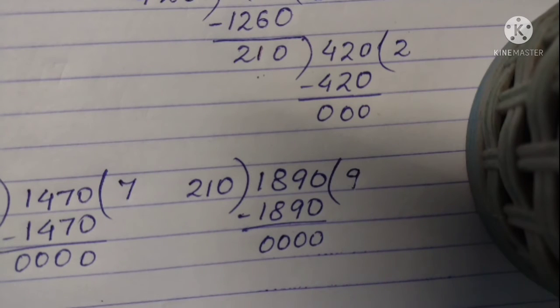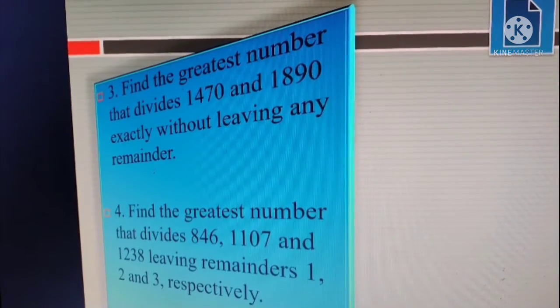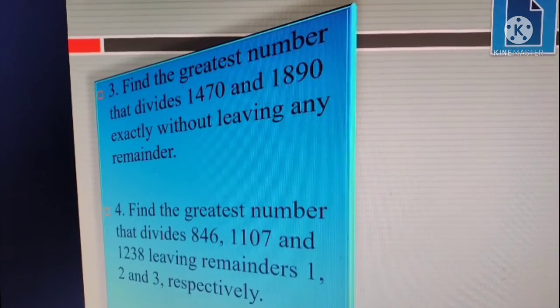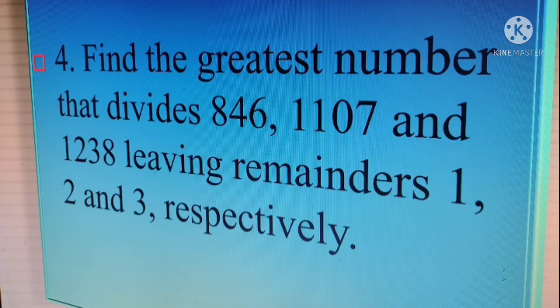Okay, let's see the fourth question. It says that find the greatest number that divides 846, 1107 and 1238, leaving remainders 1, 2 and 3 respectively. So in 846 the remainder will be 1, in 1107 the remainder will be 2, and in 1238 the remainder will be 3. And you have to find the greatest number. So greatest number means you have to find HCF of these 3 numbers.